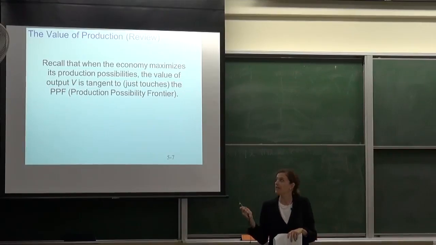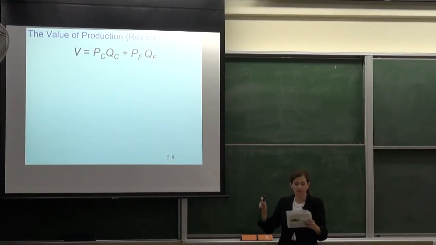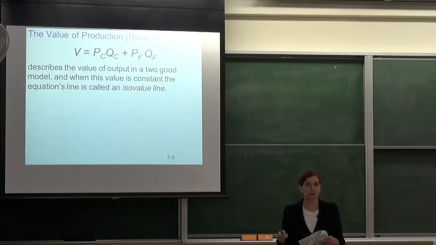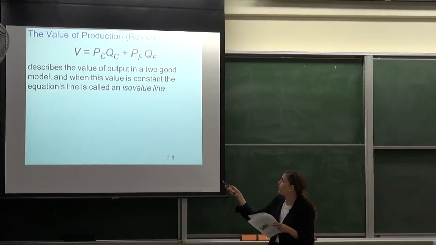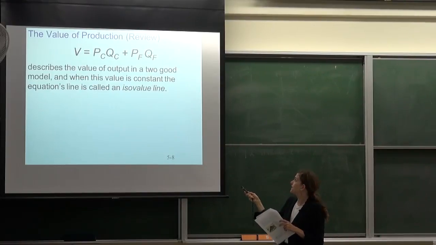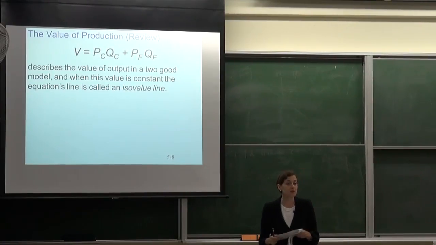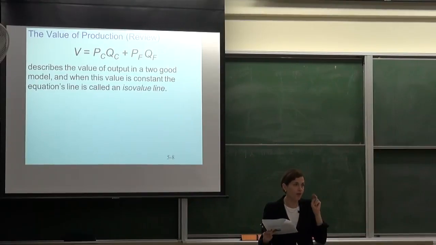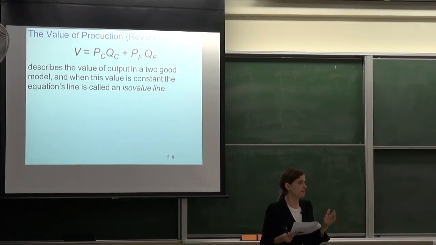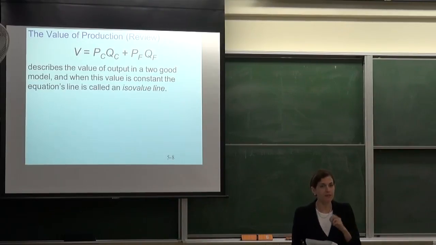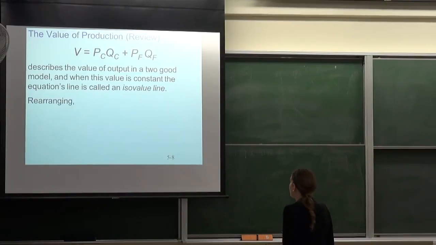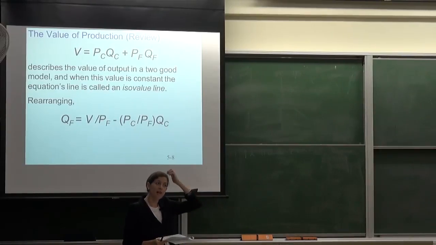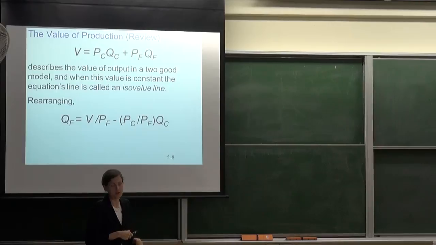Now, what does that look like in an equation? This is an equation for our iso-value line, and this describes the value of total output in our two-output, two-good world. So this is the price of clothing or cloth times the quantity of cloth produced plus the price of food times the quantity of food produced. And here's what I want you to picture in this world, back in the mid-1600s in Japan. Cloth is going to be silk, and food is going to be rice. Now, we rearrange this equation to represent it in terms of the quantity of food. And that allows us to draw this iso-value line, the value of production, on our graph, which I'll show you in just a second.